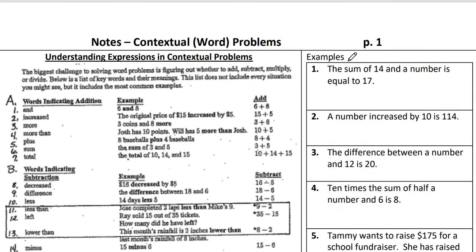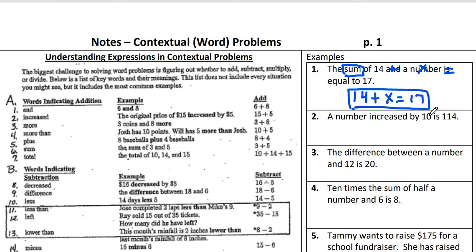Now, look at the examples of when we're actually translating it. So look at number 1. You see the sum. Sum, remember, means to add. So when I look at this, 14 and a number, I'm going to actually write on top of this. And you would see that 14 and a number, and you see the word is equal to 17. So this is your answer right here, and you would write that.